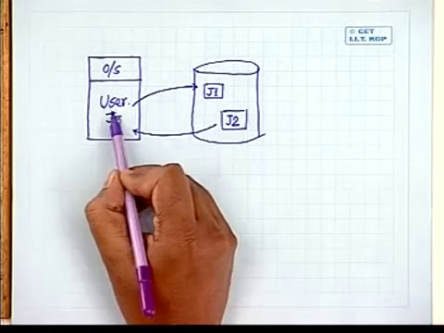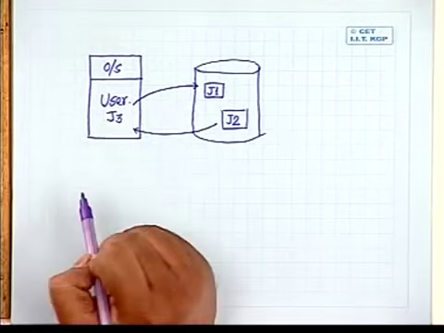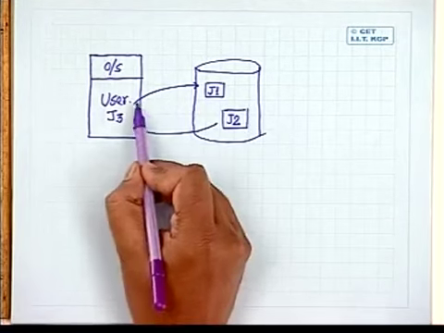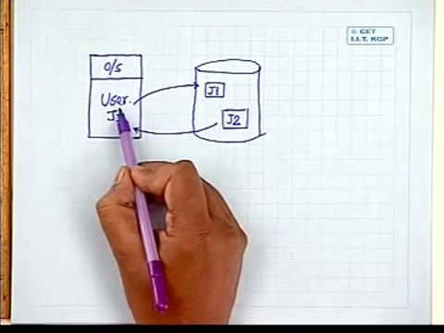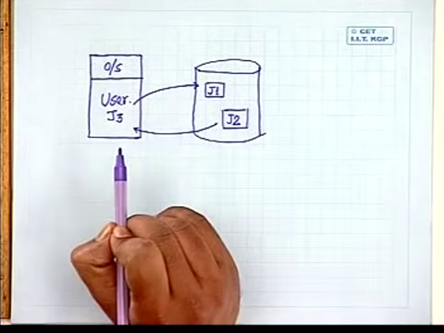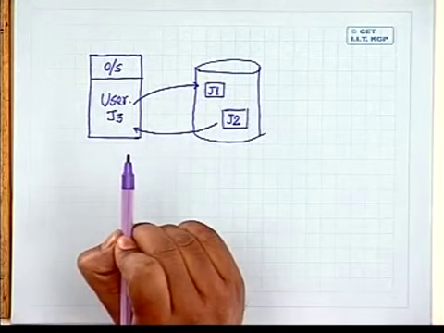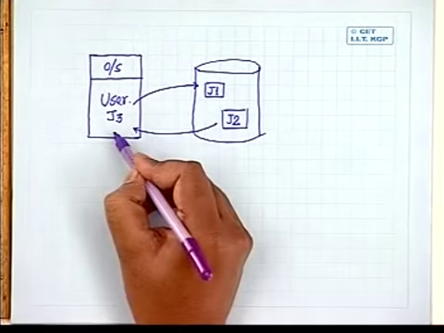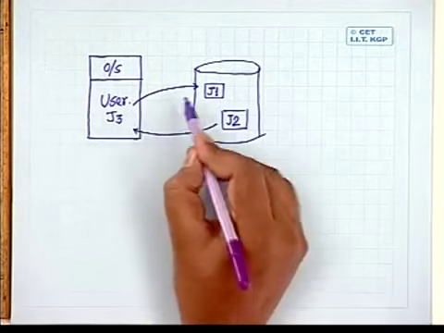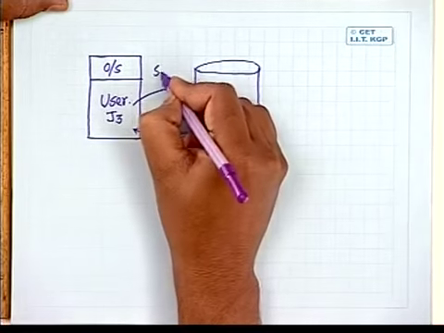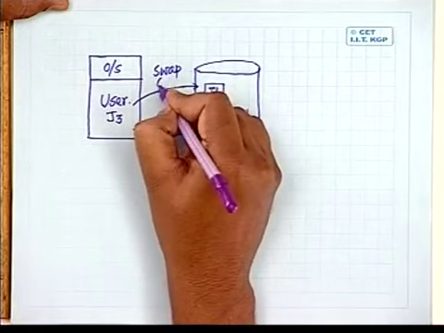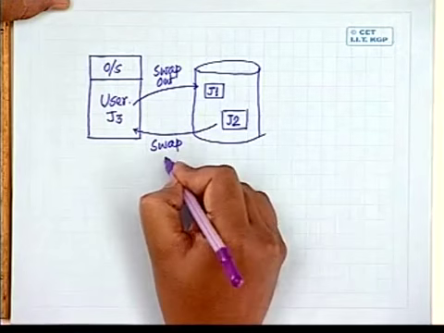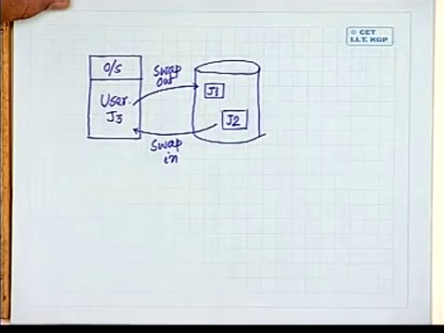If the user program was modified while it was in the main memory, then I have to write it back into the secondary storage. If it is not modified, in that case a copy of that already exists on the secondary storage, so I need not write it back onto the secondary storage. I can simply overwrite this with the new user program that comes from the secondary storage. So this is called a swap out operation, and this is called a swap in operation.